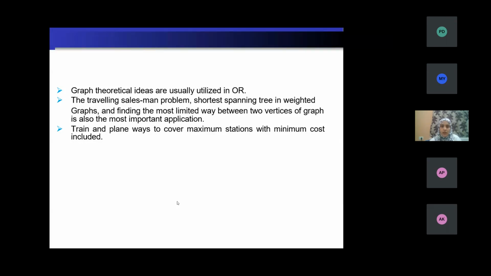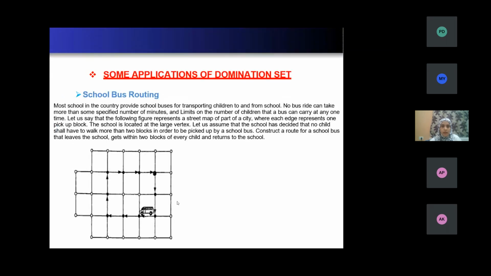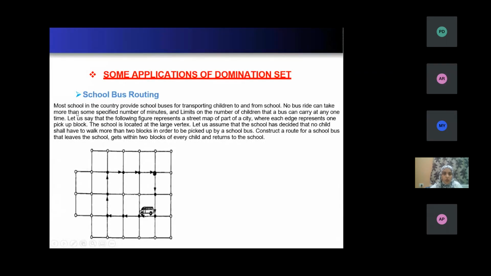Graph theoretical ideas are usually utilized in OR, operations research. Okay, so next, this is the basic application of the dominating set, in school bus routing. Most school systems in the country provide school buses for transporting children to and from school. No bus ride can take more than some specified number of minutes, and there are limits on the number of children that a bus can carry at any one time.